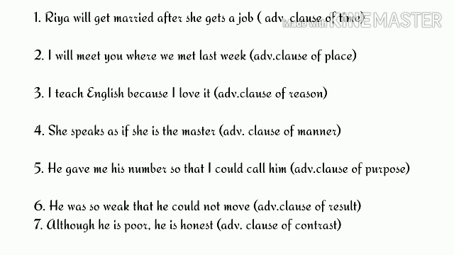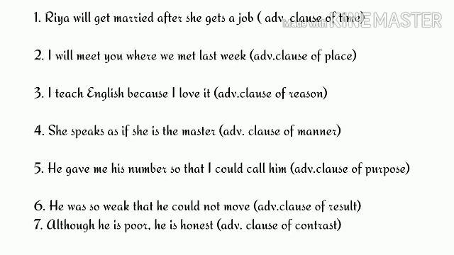He gave me his number is the main clause. So that I could call him later is the subordinate clause, as it starts with the subordinate conjunction so that. Why did he give me his number? So that I could call him later. And so we can say that so that I could call him later is the adverb clause of purpose.